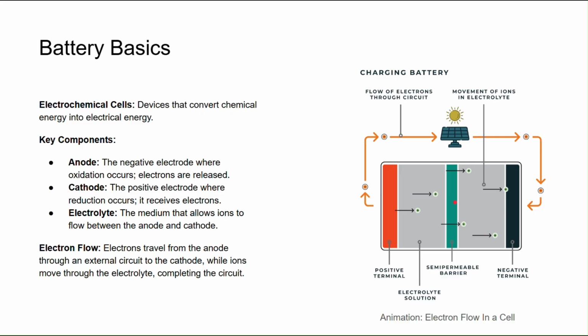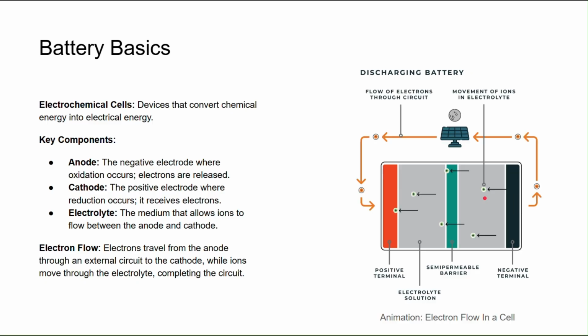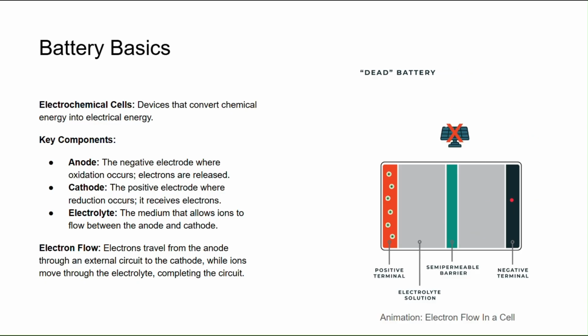The animation here shows the flow of electrons when the cell is being discharged or charged, and where the electrons reside when the battery is full or dead.